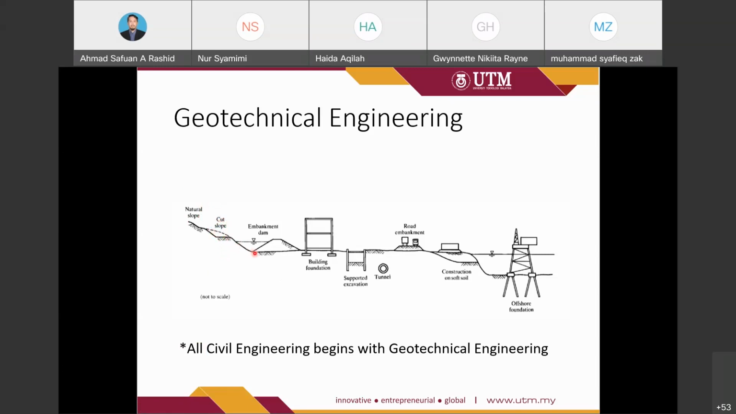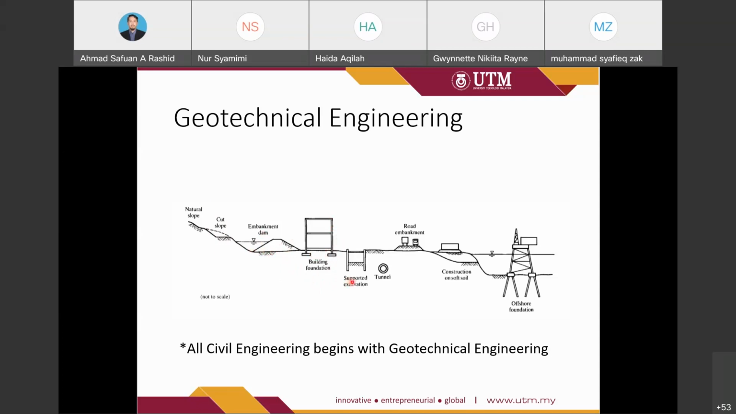Then humans build a dam. So this dam is either an earthen dam or a concrete dam. So this dam still sits on the ground. So then we have building foundations. Either we use shallow foundations or deep foundations. So it still sits on the ground.